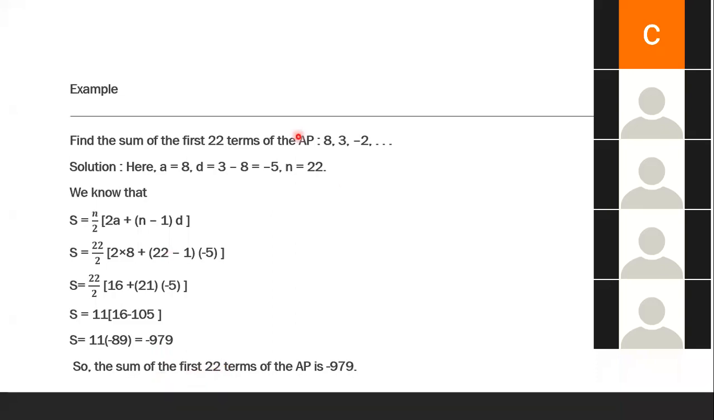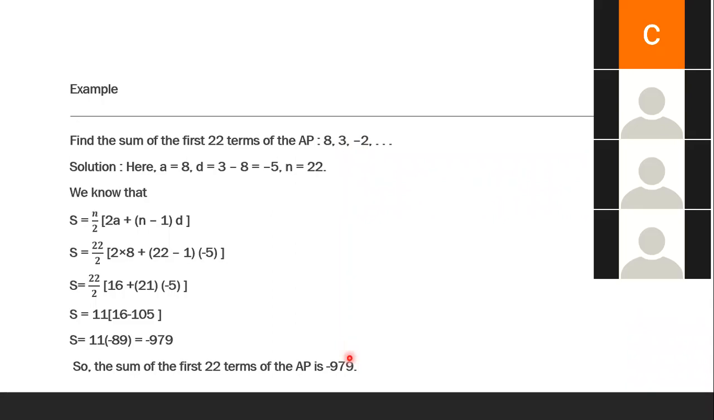So if I add 8, 3, minus 2 and all the negative numbers up to 22 terms, the sum we are getting is minus 979. Why is it minus? Only positive numbers are 8 and 3. After that it is decreasing in value. See, minus 2, minus 7, and the next terms keep going more negative. So negative values are increasing. If I add all the values of the 22 terms, I'll be getting minus 979.